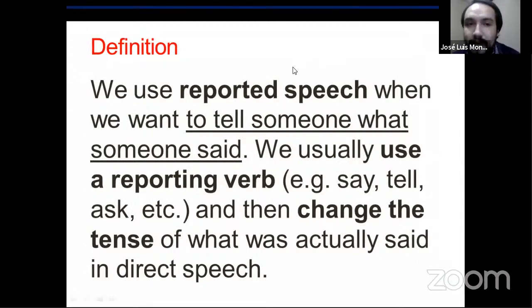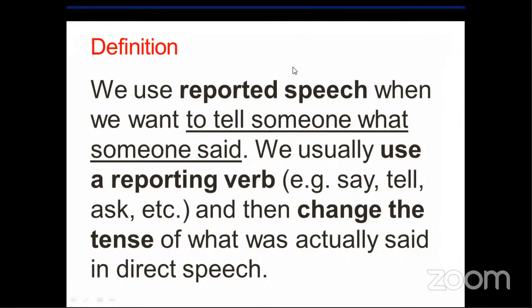Please, Whitney, read the definition, please. Okay, we use reported speech when we want to tell someone what someone said. We usually use a reporting verb, say, tell, ask, and then change the tense of what was actually said in direct speech.